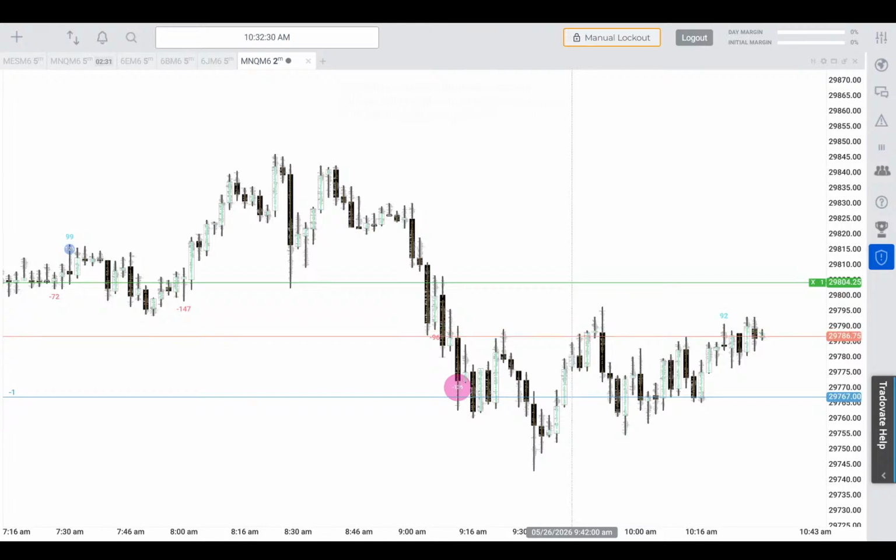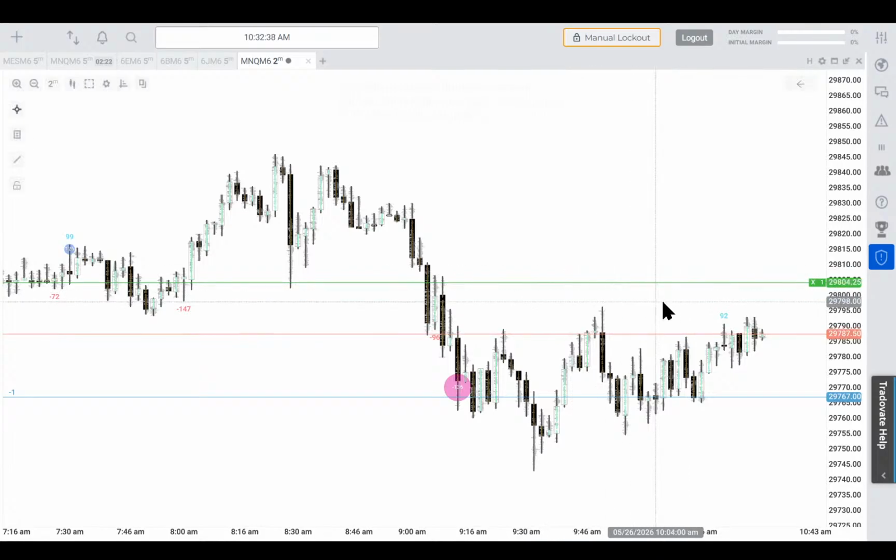Yeah, I'm just going to plot the new indicator on like this. I rebuilt the indicator in the background.